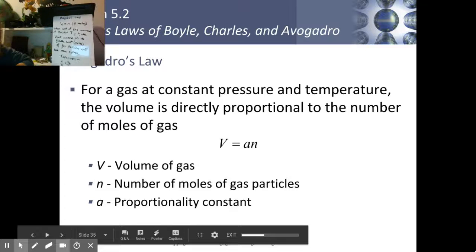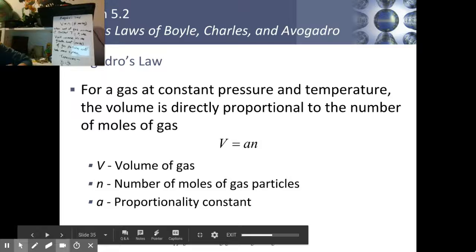All right, everybody. I apparently didn't realize that Avogadro's law and the ideal gas law were cut off from the other video, so I apologize. So I'm just going to quickly go over what Avogadro's law is and what the ideal gas law is and some examples of problems that we can do.